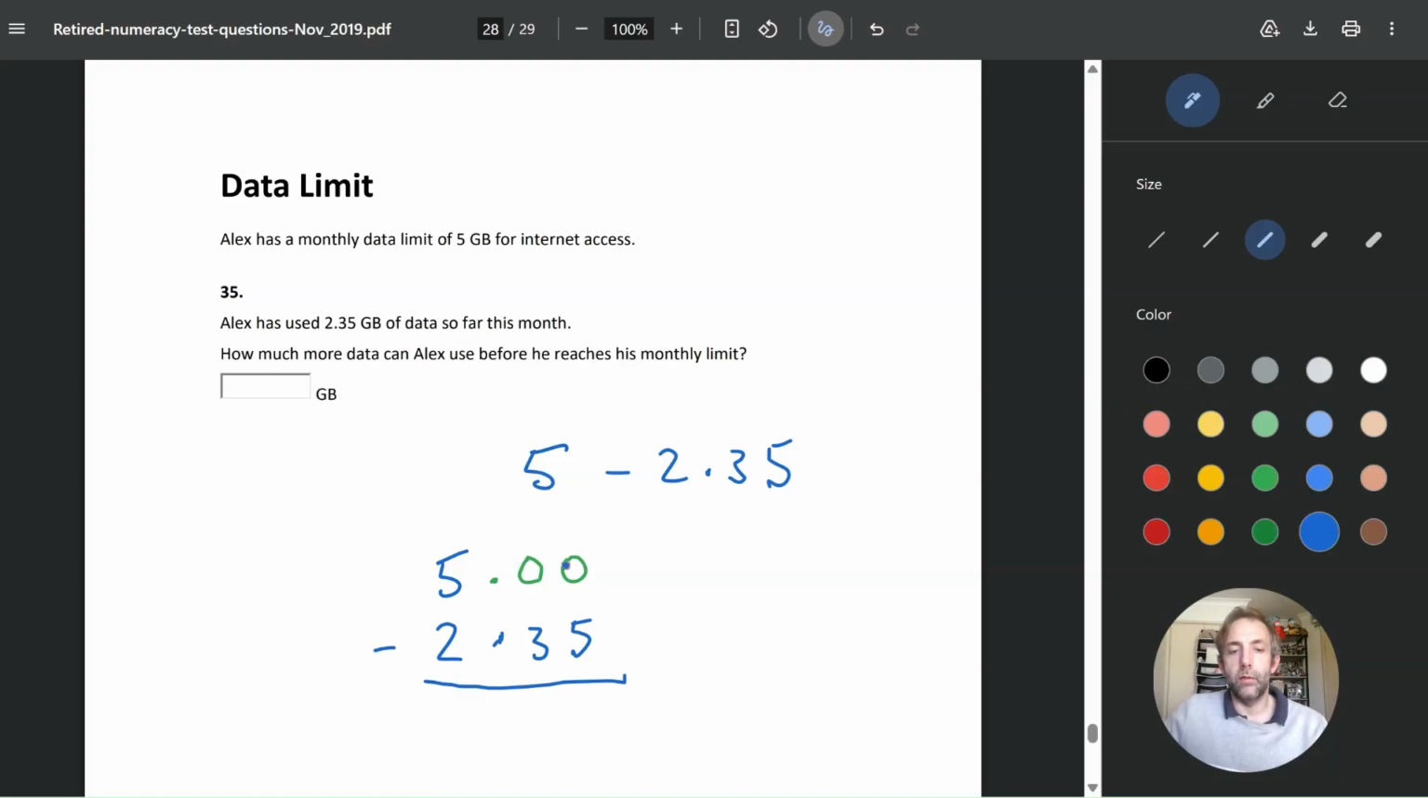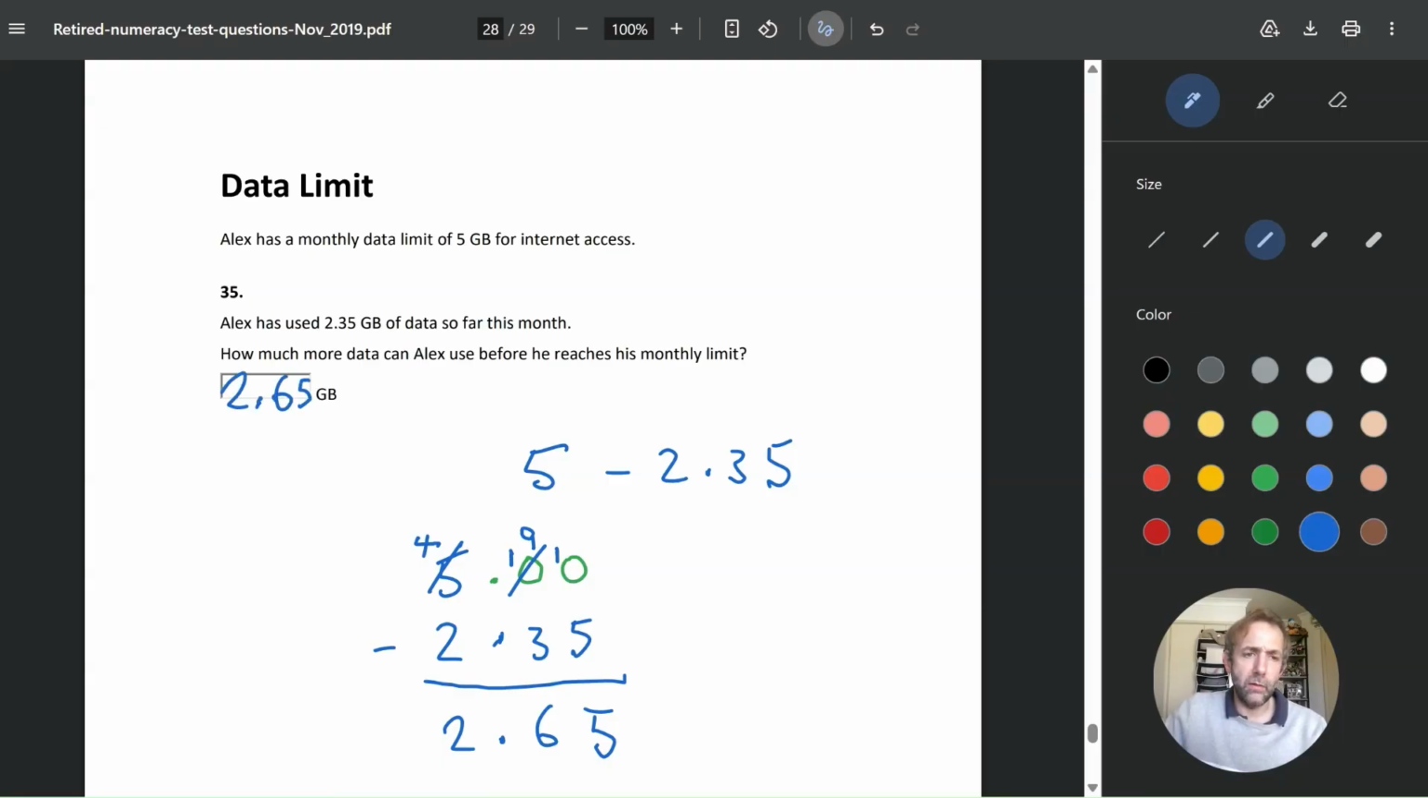And what we do here is we can't do 0 take 5, and we can't borrow from here. So we're going to have to borrow from this place here. We exchange a 1 for a 10 here. And then we're going to exchange again, make that a 9, and put a 10 here. So then we've got 10 take 5 is 5. 9 take 3 is 6, and 4 take 2 is 2. So 2.65 is our answer.